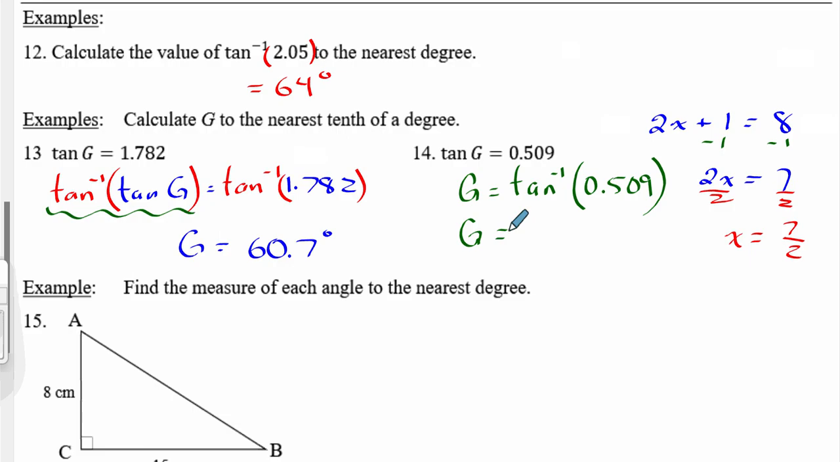Inverse tangent 26.509. Enter. 26.97, which will be 27.0 degrees if I want it to the nearest tenth of a degree. Because 0.97, the 7 tells me you round the 9 up to a 10. Oh, that 10 means I round the 1s up from a 6 to a 7.